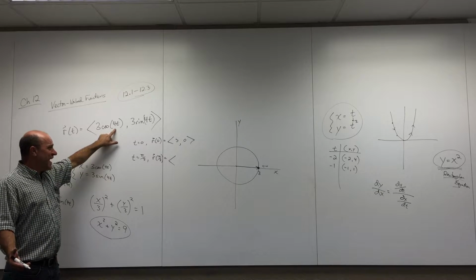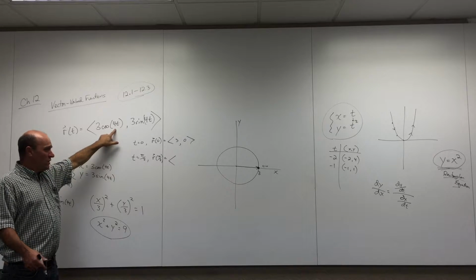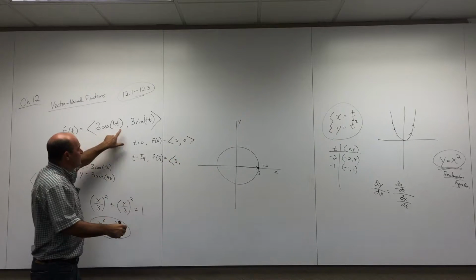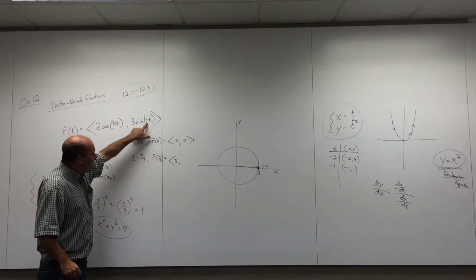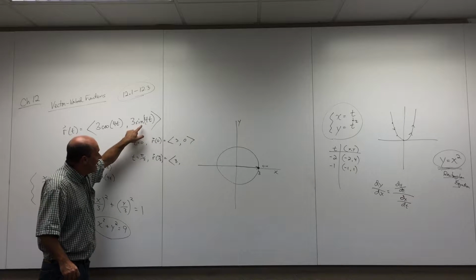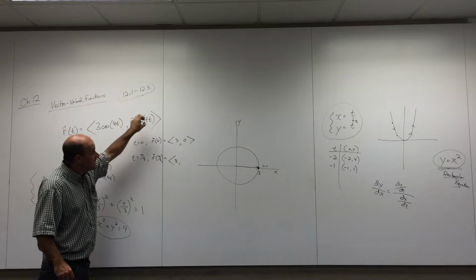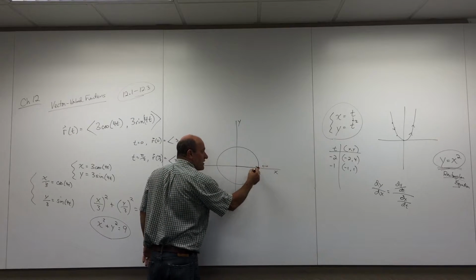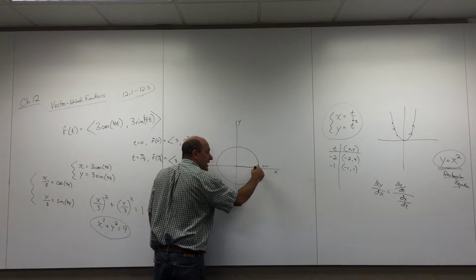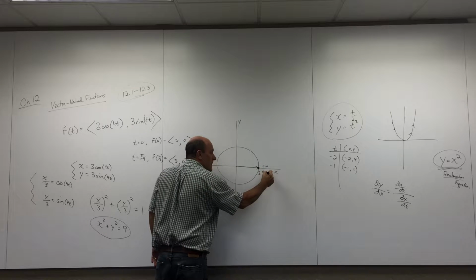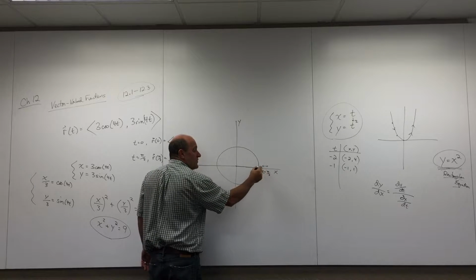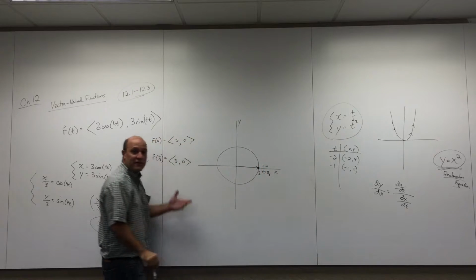What's the cosine of 2 pi? 1. Times 3 is 3. What's the sine of 2 pi? 0. So guess where I am? I'm right back where I started. I'm on a circle, and I went from t equals 0 to t equals pi over 2, and I'm back to where I started.